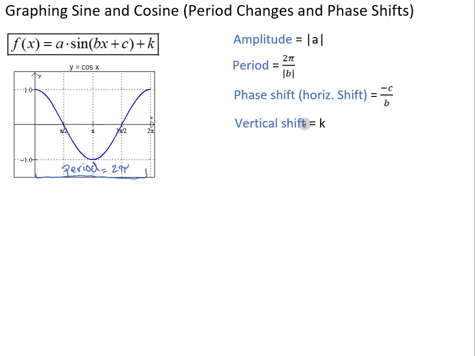Okay, and then of course the vertical shift we've just kept as k, since with h and k we've used in the past. Here, to find the h value, we're essentially using this formula. But h and k are horizontal and vertical shift. It's just called the phase shift for sine and cosine graphs and most trig functions.